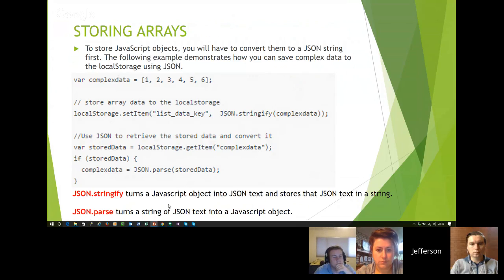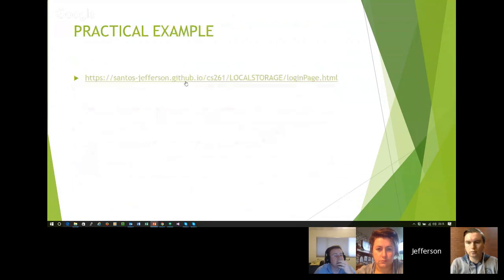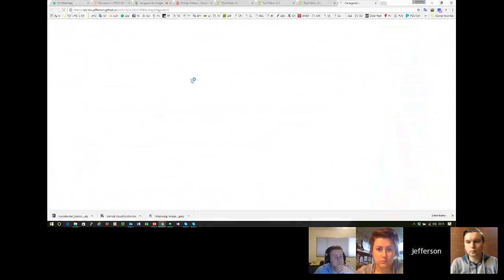JSON parse turns a string of JSON text into a JavaScript object. So it's a little more complex, maybe, but it's possible to work using arrays with local storage. Here is an example that I created on my GitHub, on my web page, only for you to take a look.